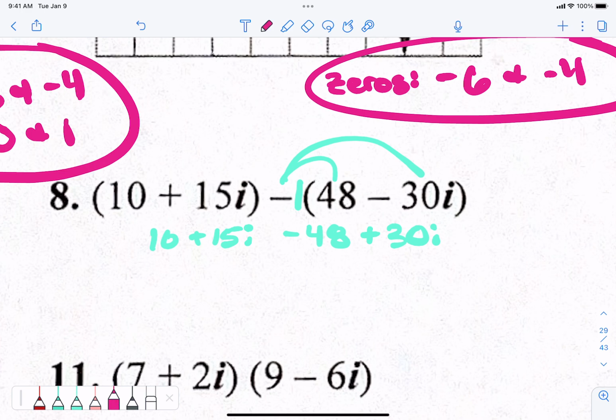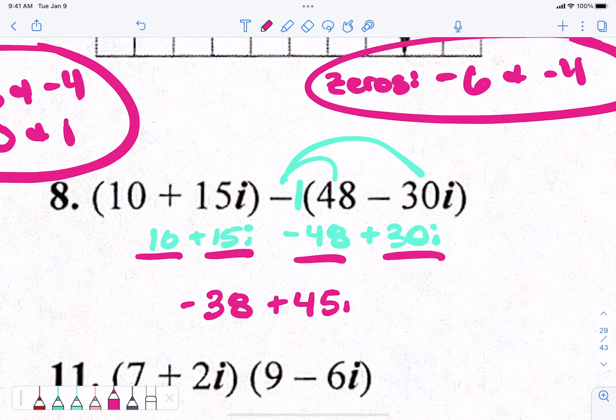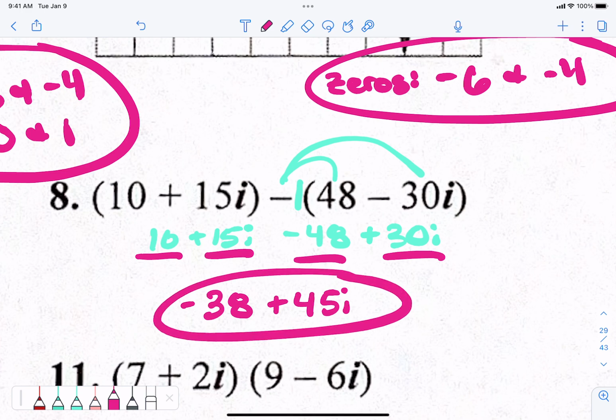Simplify. Combine like terms. So 10 and -48 can go together. -38, okay? And then 15i and 30i is plus 45i. Happy with that? Yes, ma'am. Beautiful. That wasn't too hard, but don't forget to distribute the negative.